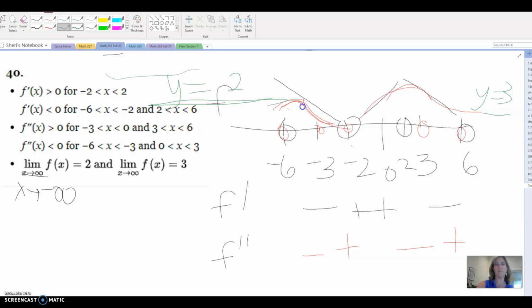So it's going to come in flat, concave down. And then at -3, it's going to start being concave up all the way until 0. And then at 0, it's going to switch to be concave down again. That's between these two turning points. And then when it gets to 3, it switches to be concave up.